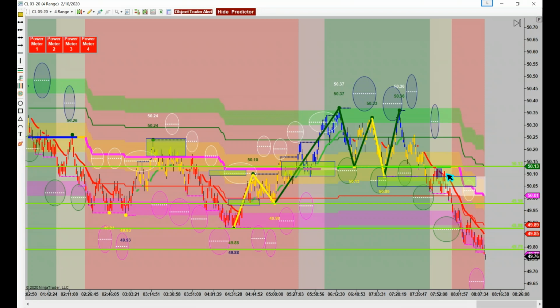Because what would it have been doing then? It would have been doing a double bottom and taken out the top, and we could have probably taken it up.